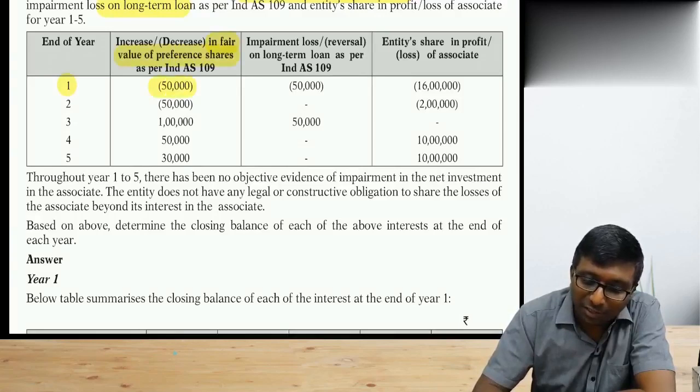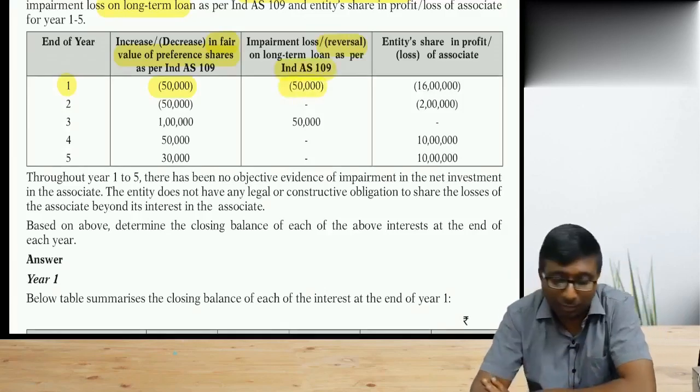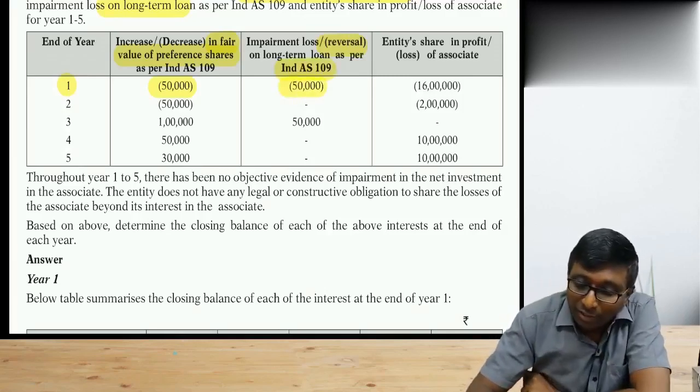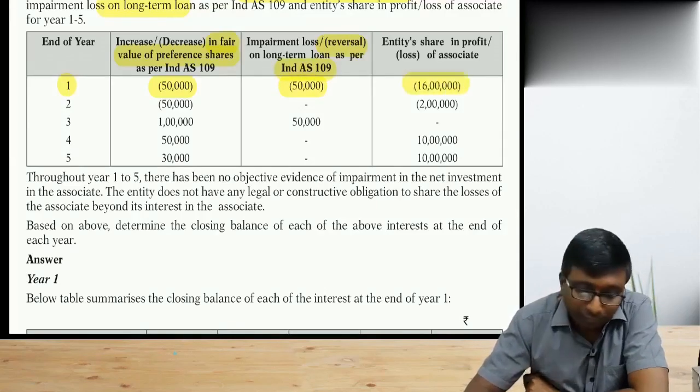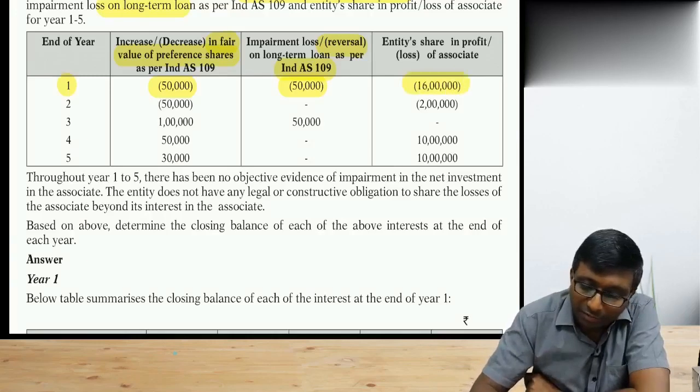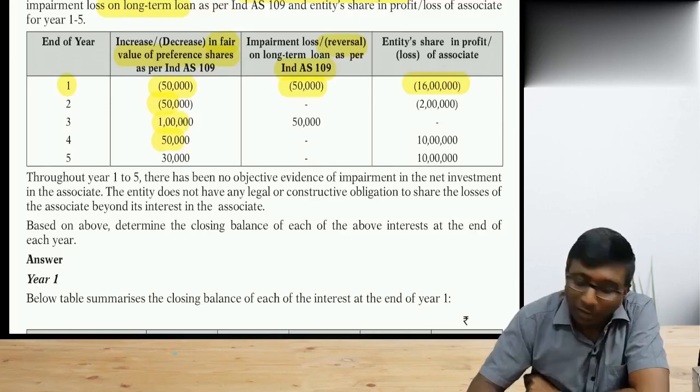Impairment loss reversal on the long-term loan, this is a reversal of the long-term loan impairment as per Ind AS 109. A 50,000 rupees reversal also happened. Share in the profit and loss of the associate, a 16 lakh rupees loss they have got. So the second year, this is the situation. 50,000, 1 lakh 50,000, different numbers are given.